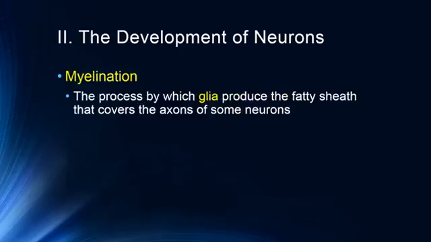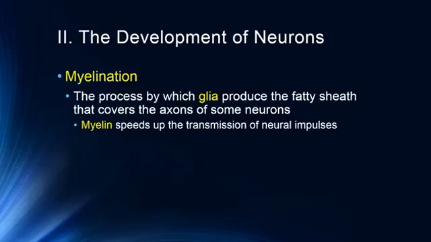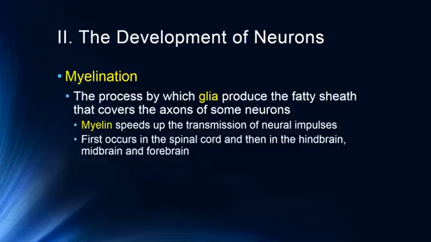Myelination then is the next process. This is the process by which glia start to produce that fatty sheath that covers the axons of some neurons. This is, of course, a critically important process for sensory and motor functioning. Without the myelin sheath, we wouldn't have our sensory and motor abilities that we do. And we know that demyelination is a process by which that process can be lost through such diseases as multiple sclerosis. Again, myelin speeds up the transmission of neural impulses. It first occurs in the spinal cord, then the hindbrain, midbrain, and forebrain, and then occurs gradually for decades. So myelination is a process that continues throughout our developmental timeline.